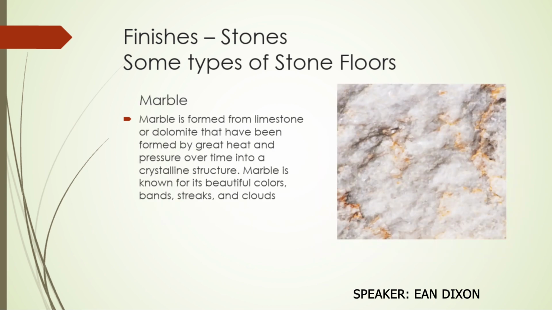Another type is marble. Marble is formed from limestone or dolomite that have been formed by great heat and pressure over time into a crystalline structure. Marble is known for its beautiful colors, bands, streaks, and clouds.